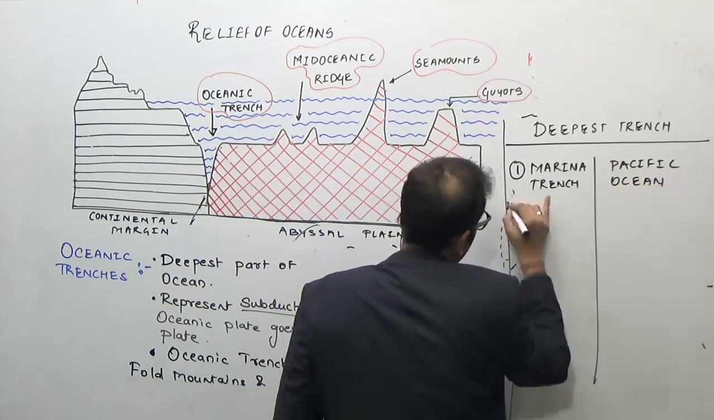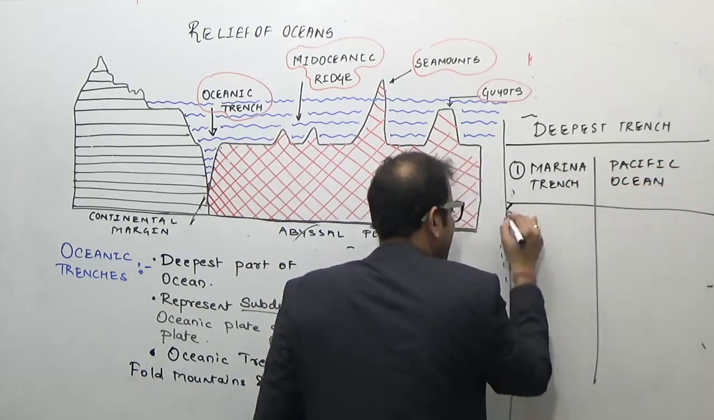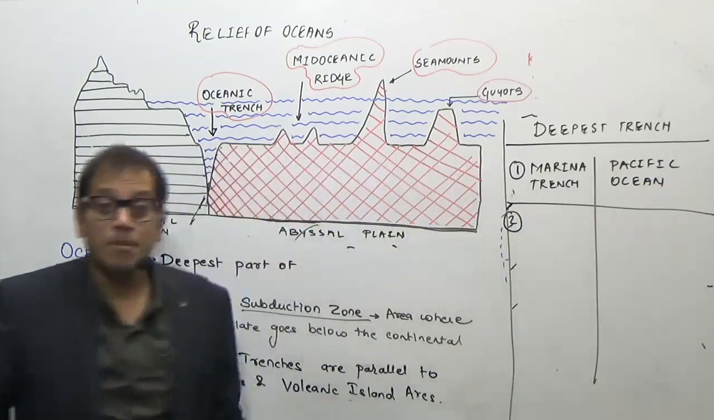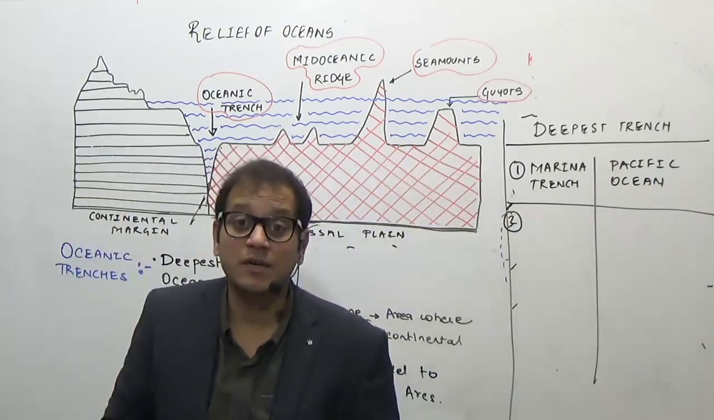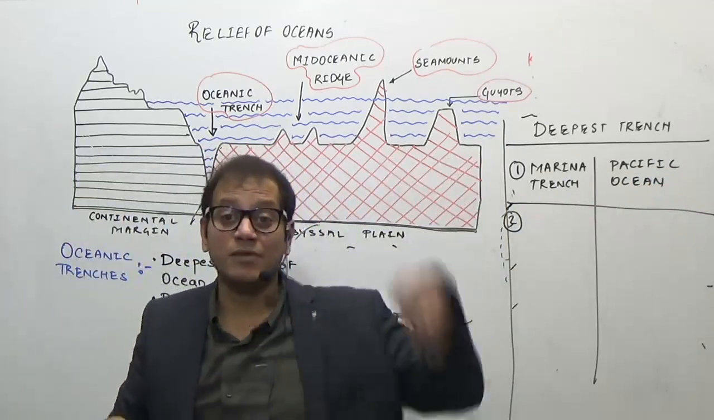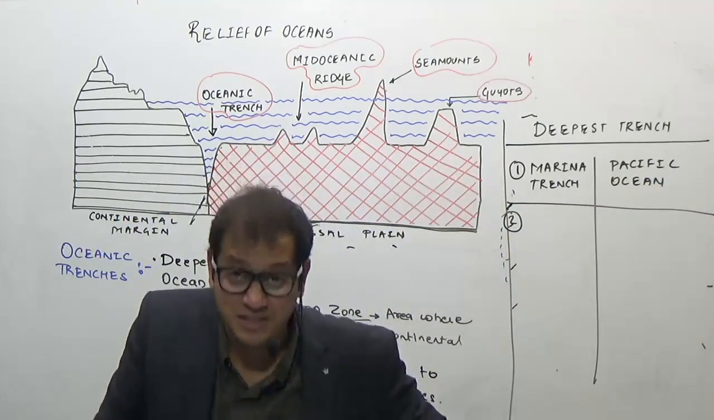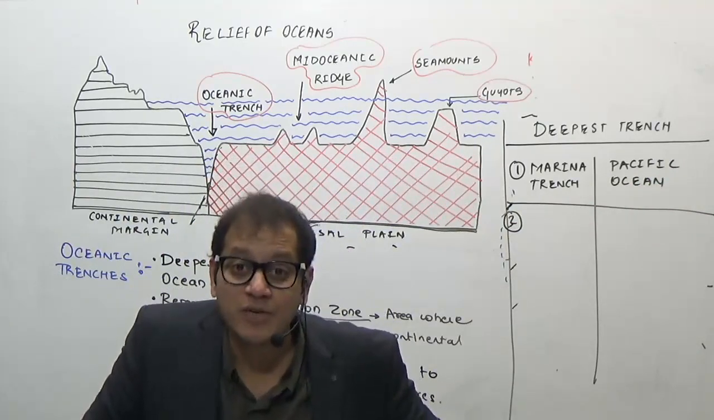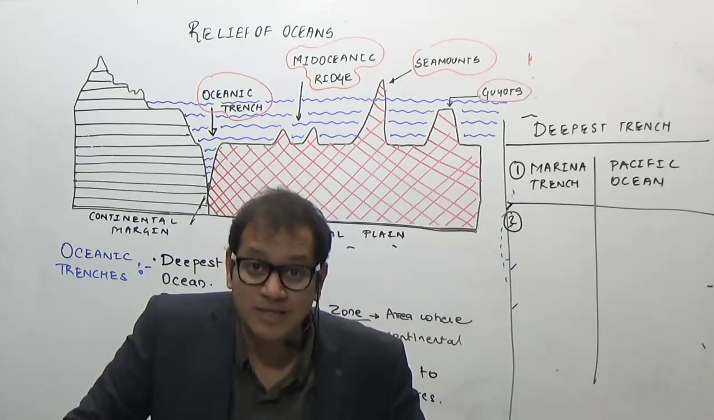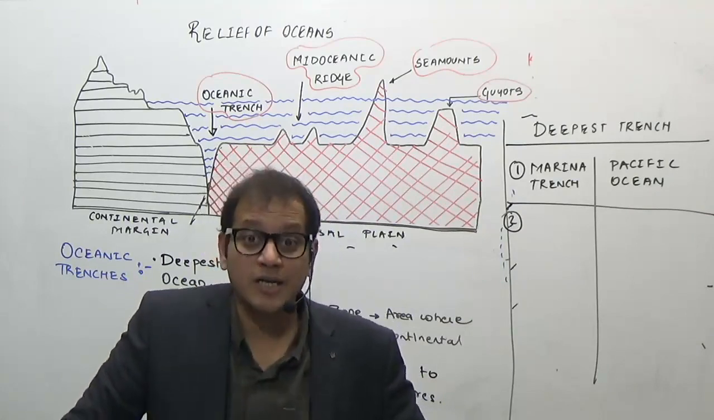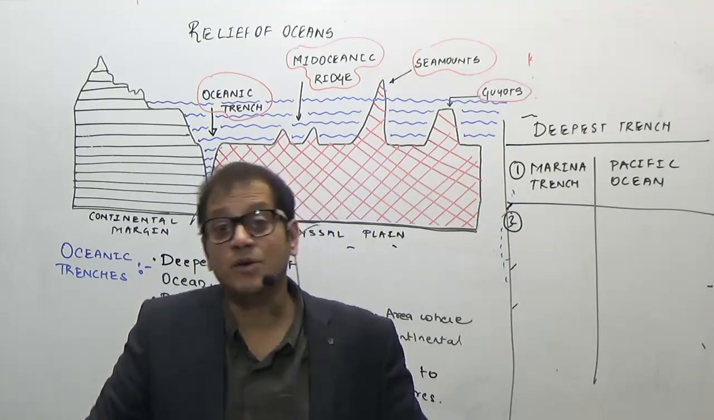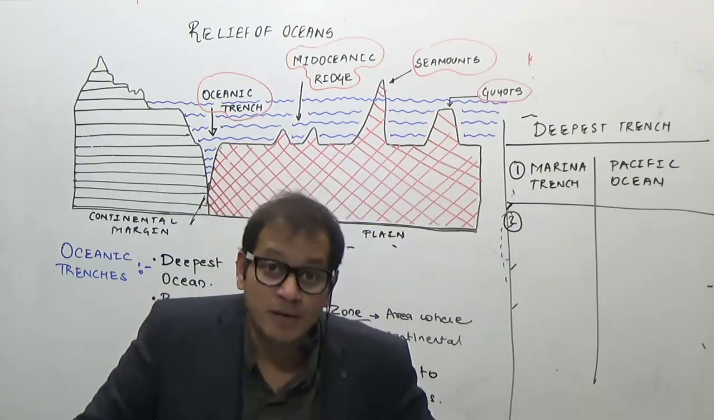It is located in the Pacific Ocean. The Mariana Trench is the deepest trench in the world, with a depth inside the earth of 12 kilometers. What is the height of Mount Everest? Around 8 kilometers is the height of Mount Everest, and around 12 kilometers is the depth of the Mariana Trench.